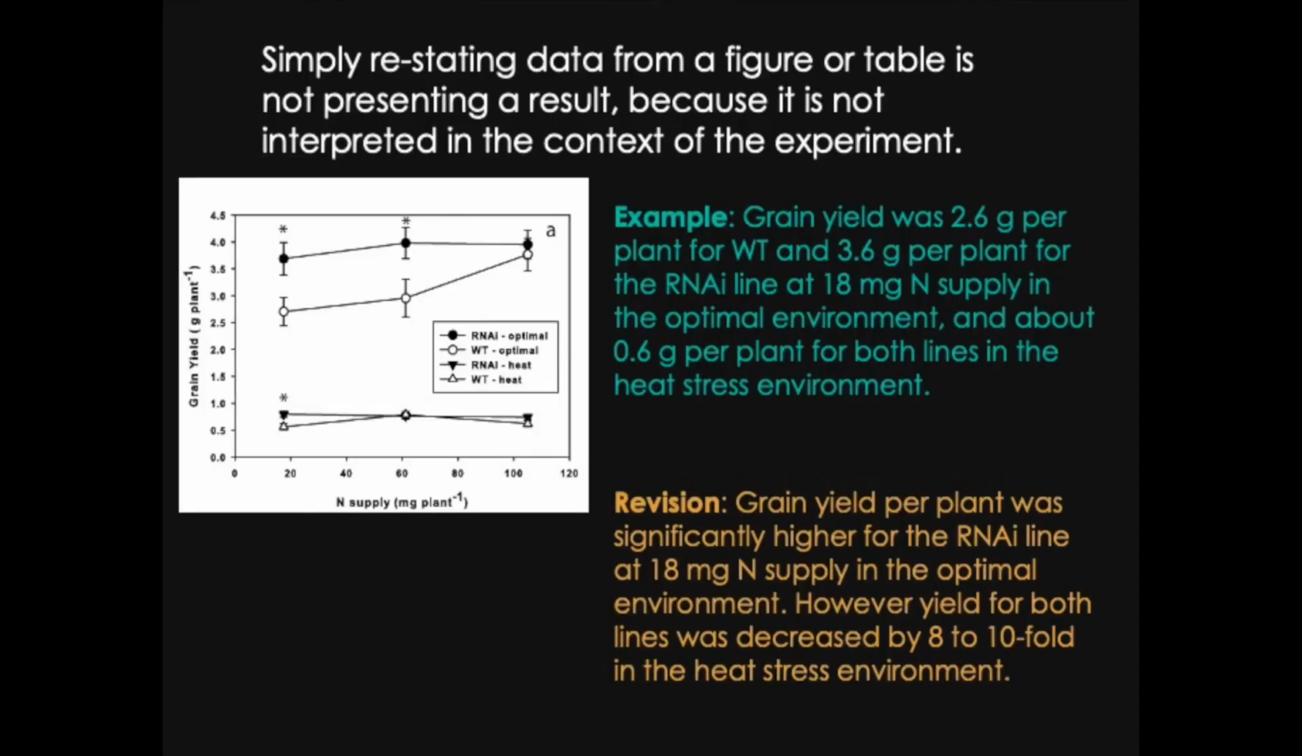So how would I fix this? I would revise this sentence by saying, grain yield per plant was significantly higher for the RNAi line at 18 milligrams nitrogen supply in the optimal environment. However, yield for both lines was decreased by 8 to 10-fold in the heat stress environment. So I've done 2 things there. I've done a comparison between the 2 lines, and I've also looked at a proportion or a fold change between the treatments. So I've interpreted this data in the context of the experiment.